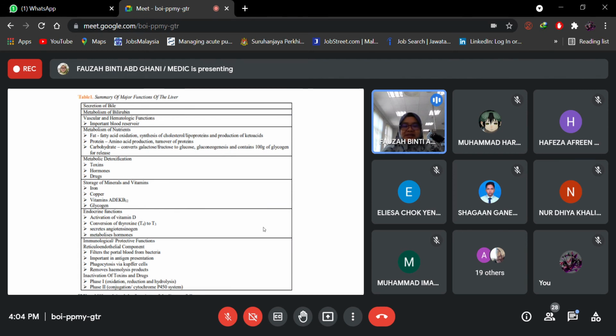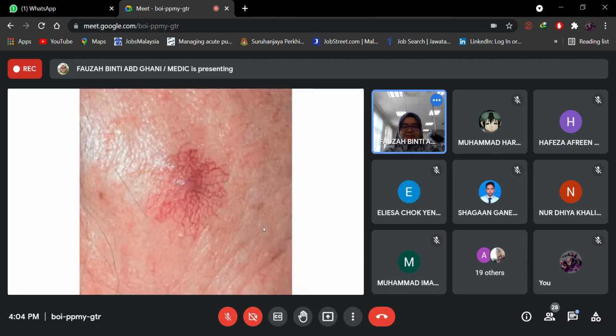Okay, so this is just a summary. You can have a look at it in your own time. Some of the major functions of the liver, right? So this is what we call a spider nevi. It looks like a spider, isn't it? So you can see the spider nevi on the upper chest.